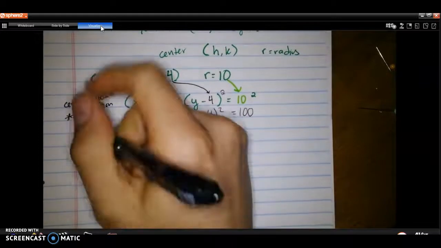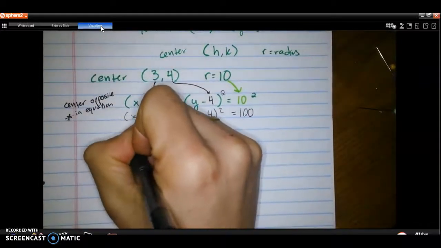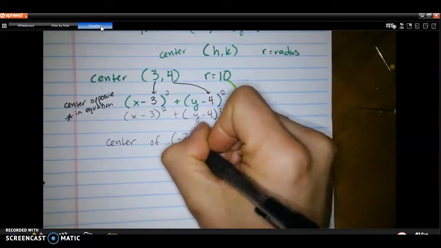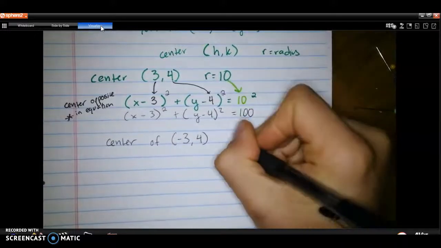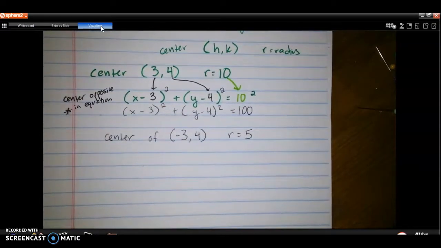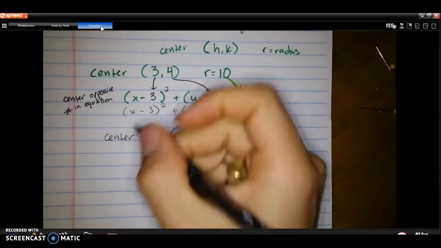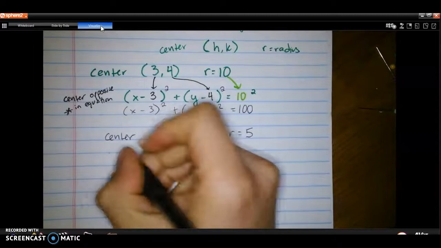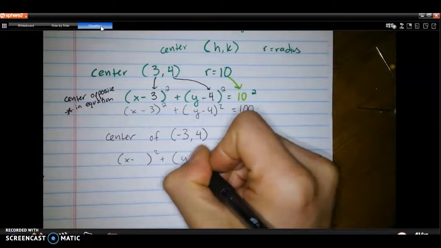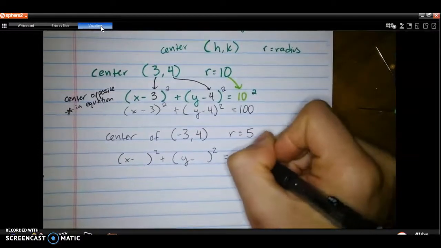Let's look at a center of (-3, 4) and a radius of 5. So what I want you to do is pause the video and see if you can write the equation of this circle for me. So pause it. All right, well, let's check it out. Again, general form, x minus blank squared plus y minus blank squared equals blank squared.